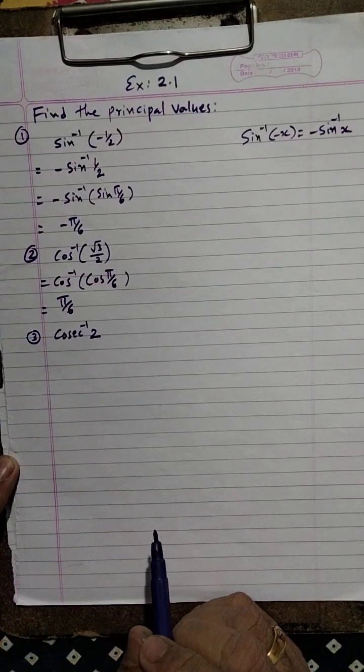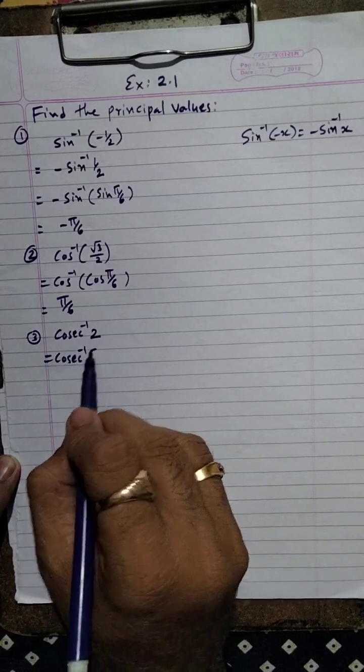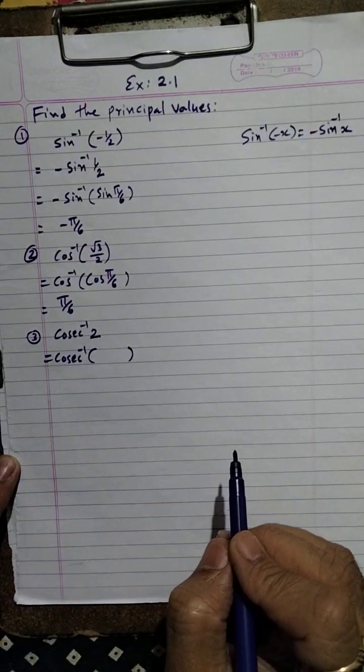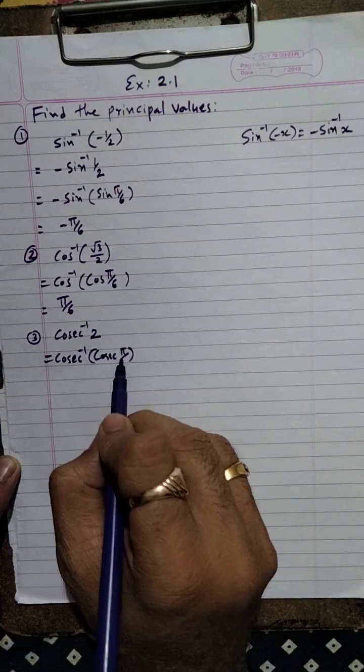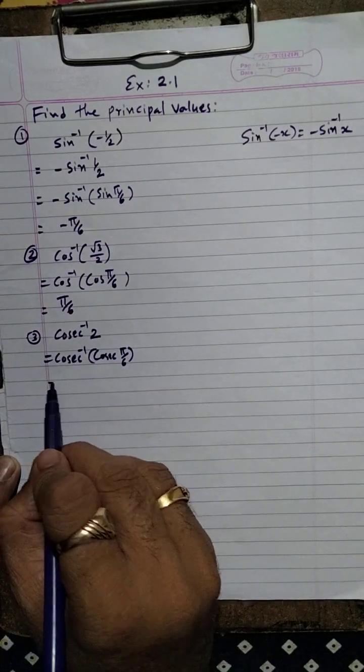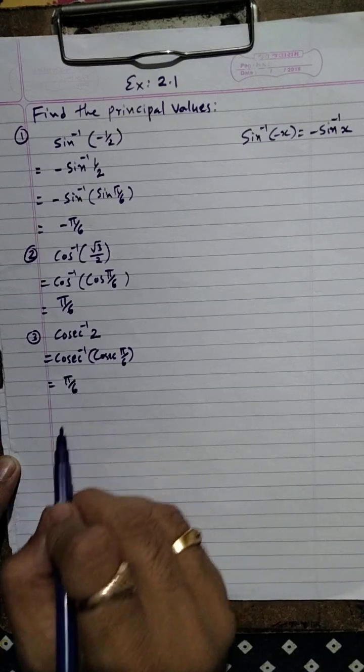Number 3, cosec inverse 2 is equal to cosec inverse sin pi by 6, 1 upon 2. So cosec pi by 6, it is 2. We are getting cosec inverse and cosec will be cancelled. We are getting pi by 6.